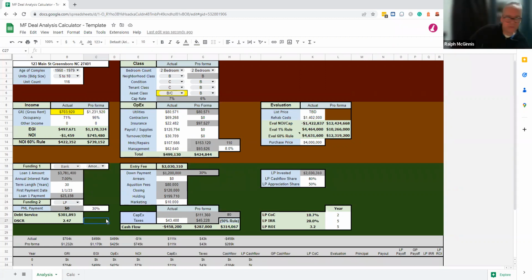So another thing over here in this green area, you see it has the debt service, which is an annualized amount that shows you how much you have to pay for this property for all of your debt service. So the debt service is your funding one and potentially funding two. Funding one is going to be the main loan, the first position on this property. It's going to be the bank or the seller finance. Funding two might be a private money lender, or it might be an LP partner.